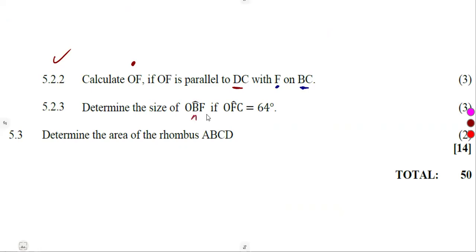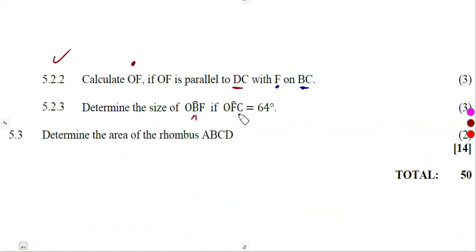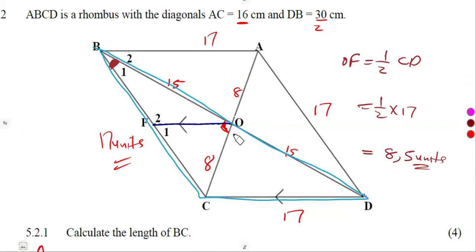Determine the size of OBF if we are given OFC is 64. Where is OBF? From O to B to F, this angle here. Determine this angle if this angle OFC is 64. If this angle here is 64, what about angle B1, this one? All right, what can we do, guys? How can we play around with this type of question?